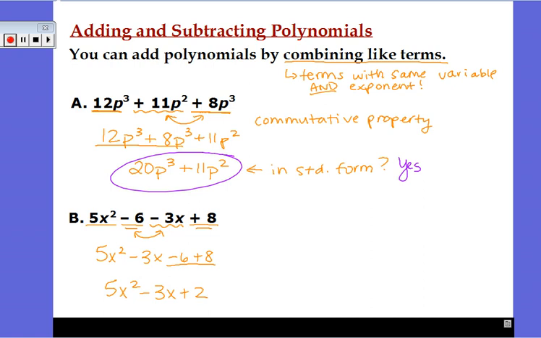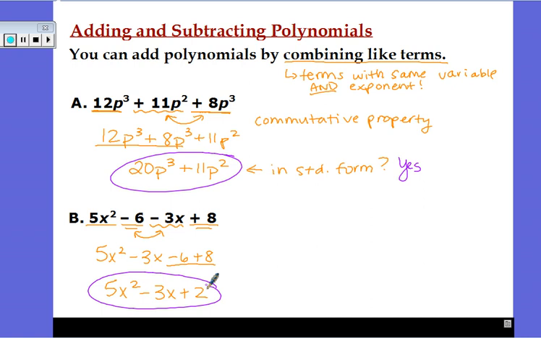And if it's in standard form, which means it's in order by descending degree, this degree is 2, this degree is 1, and this degree is 0. Because it's in standard form, that is the simplest polynomial that we can get. Okay. Now, typically, these aren't the types of problems you're going to see.